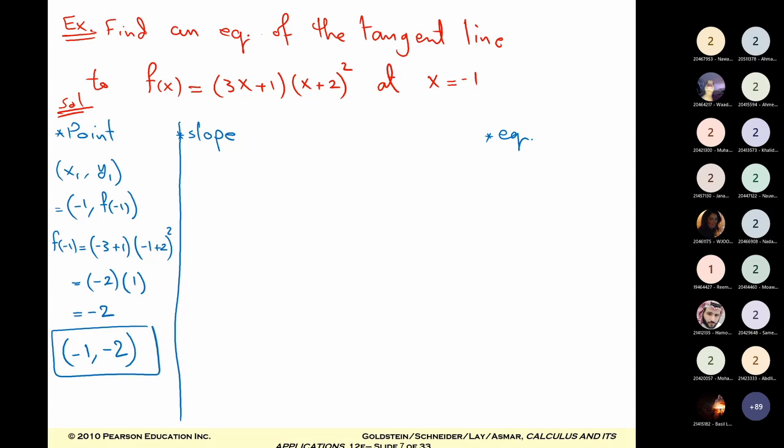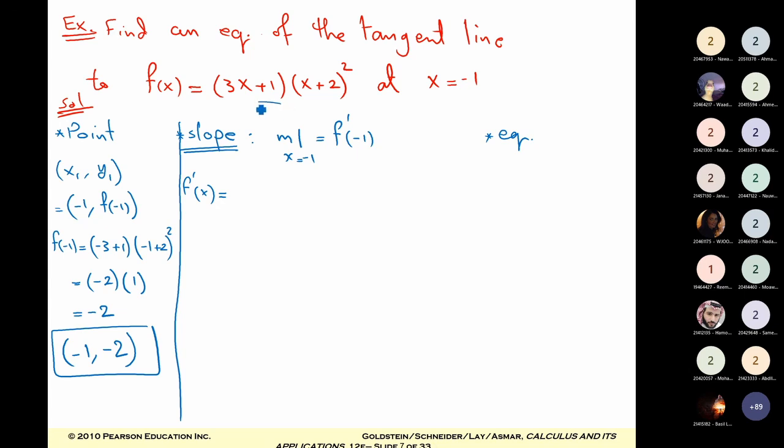Now we need to find the slope m at x equal negative 1. This means f prime at negative 1. So we need to find f prime firstly. After that, substitute negative 1.